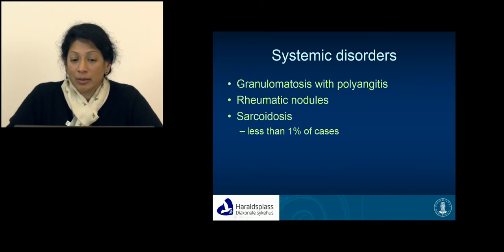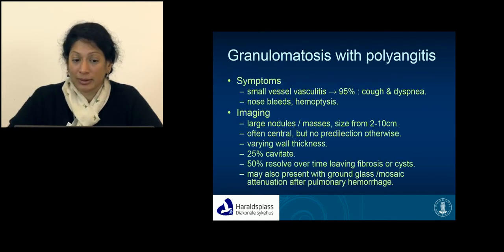So granulomatosis with polyangiitis was previously called Wegener's. It's one of the systemic disorders which cause cavitary lung disease. Then we have rheumatic nodules, and you have sarcoidosis. Cavitary disease in sarcoidosis only occurs in less than 1% of the cases, so I'm not showing any cases of sarcoidosis. But with granulomatosis with polyangiitis, we have the symptoms of small vessel vasculitis, and 95% present with cough and dyspnea. And almost all patients have nosebleeds and hemoptysis.